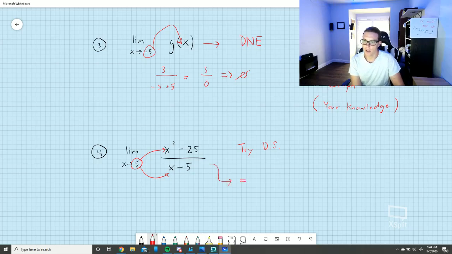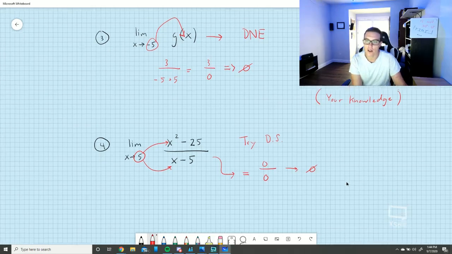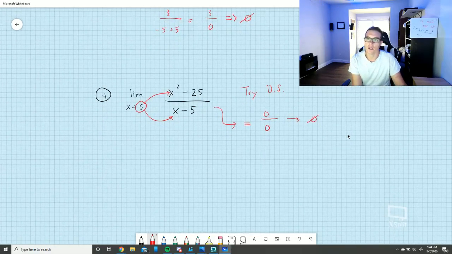So plug it into the top, you get 0. Plug it into the bottom, you get 0. That's undefined. Here's my pet peeve. As soon as students see undefined, they think, oh, the function does not exist or the limit does not exist. That's not true. You cannot just say, oh, I got 0 over 0, it does not exist. You have to go through the other steps of trying to figure out maybe it's a hole, maybe it's a removable discontinuity. Maybe you can remove the problem from this function.